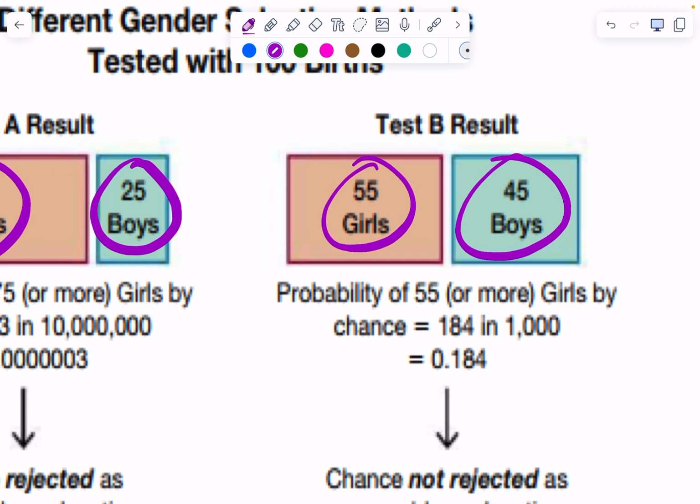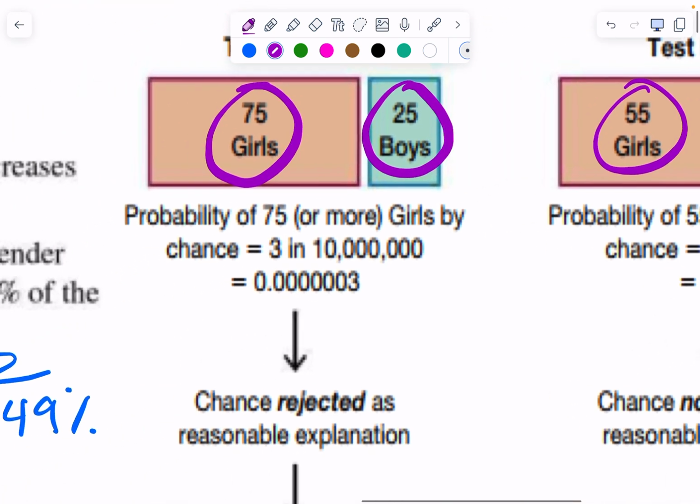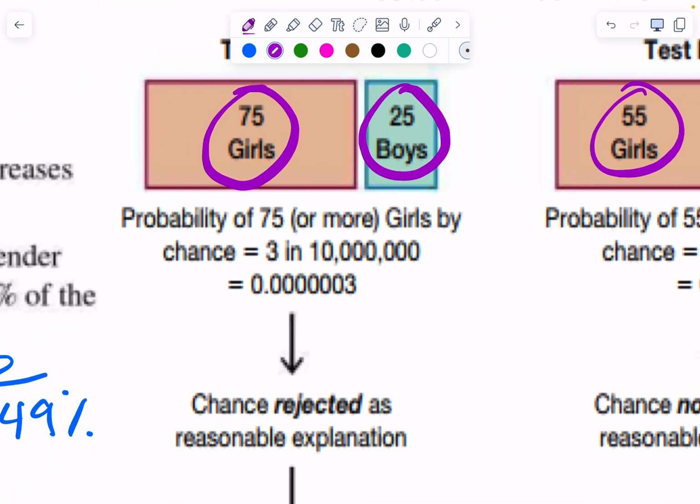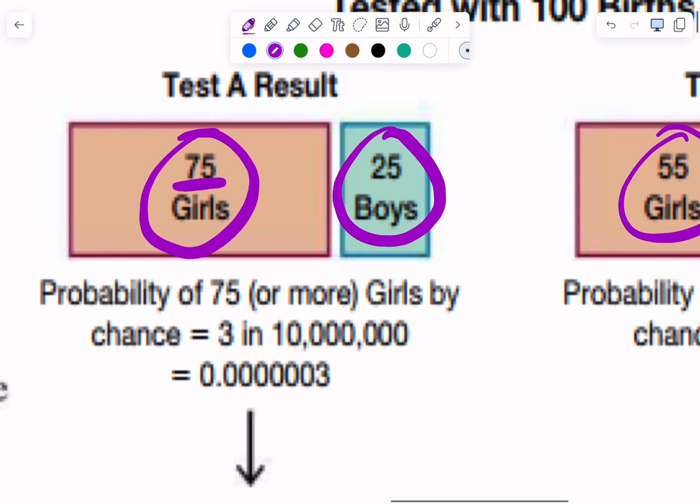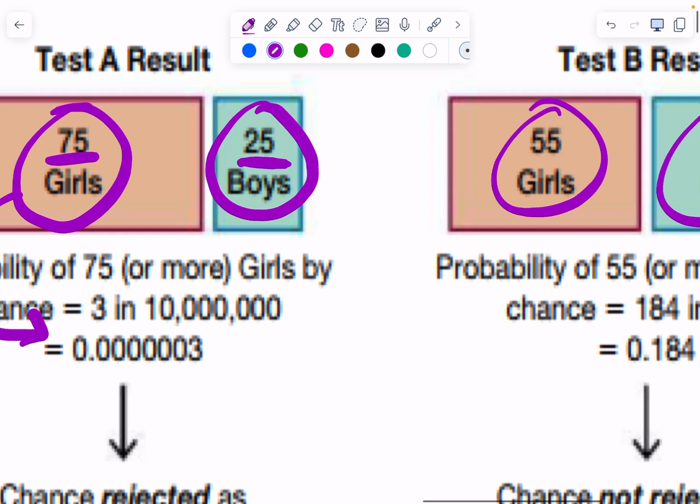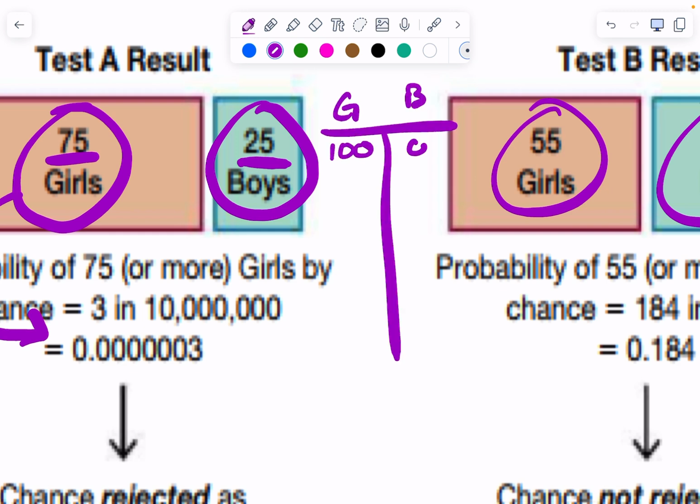We don't know how to calculate this yet. In Chapter 5, we will figure out there's something called the binomial probability. There's a formula for figuring out what the chances are of getting a 75-25 split. We don't know how to calculate that yet, but they gave it to us, and they said the chance of that split happening. Let's talk about the different splits that you could have. Girls versus boys, right? I could have 100 girls and 0 boys. I could have 99 and 1. I could have 98 and 2, right? How long is this list?